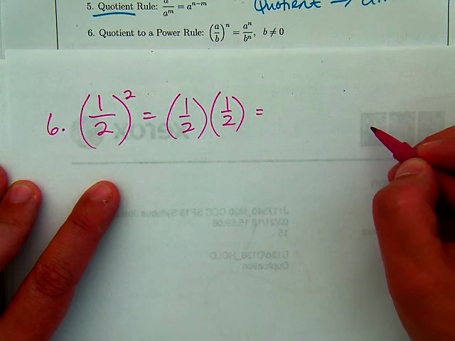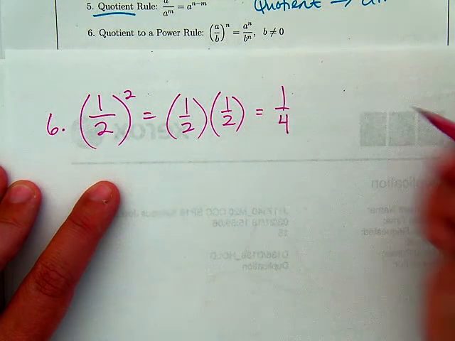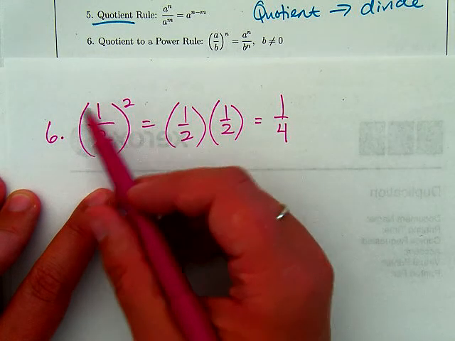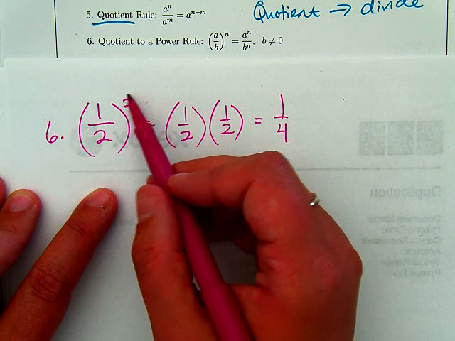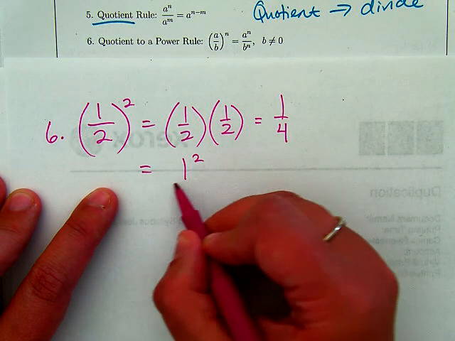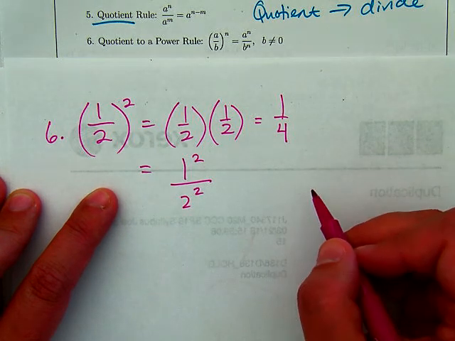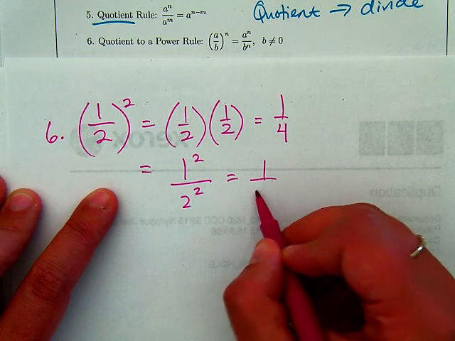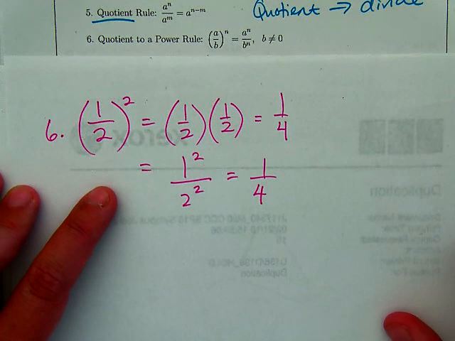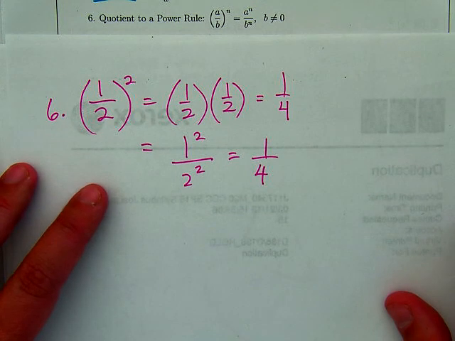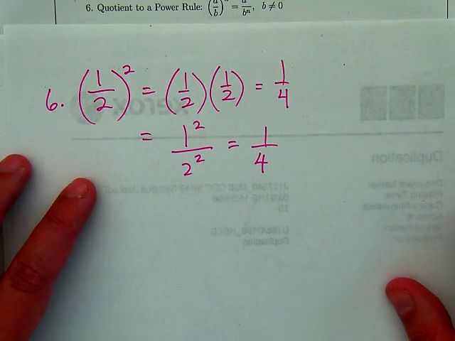Which is 1/4. So that's all that rule is saying: if you have a fraction in parentheses and you're taking it to an exponent, you're going to apply that exponent to the numerator and the denominator. You see what I'm saying? That's all that number 6 is saying. That's where you're getting the 1/4 from. Okay. Any questions on that one? I know I skipped over it.